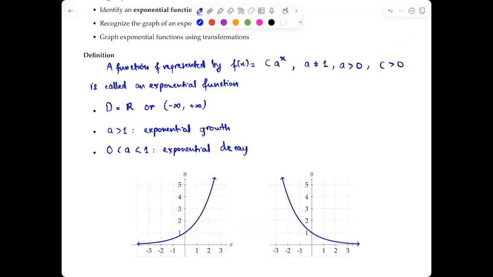The information that I give in the definition is very important. As you can see, A has to be different from 1. I will talk about that in a little bit. And A has to be greater than 0, because when A is greater than 0, you can actually define this for two different types of exponential functions. Exponential growth is most likely to affect you when you think about population growth.